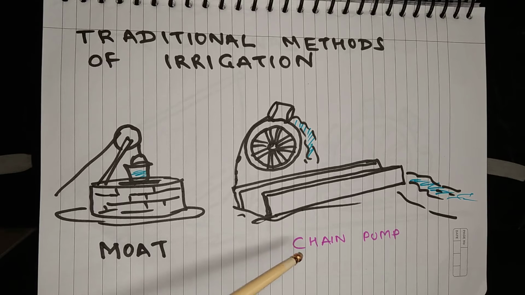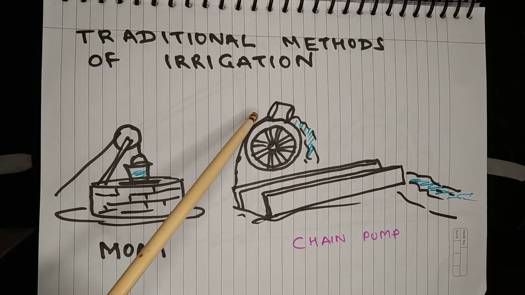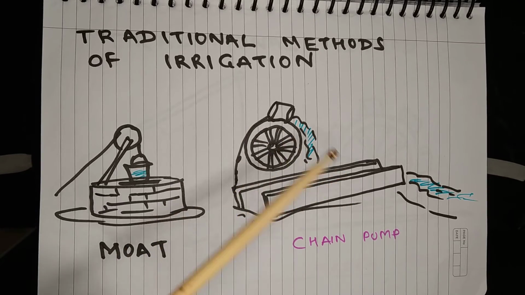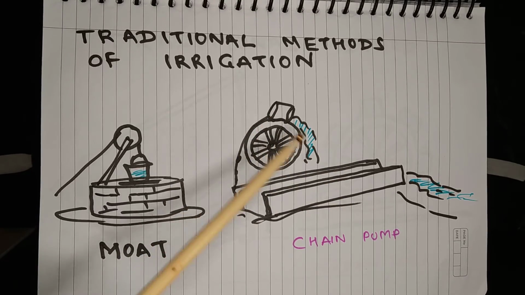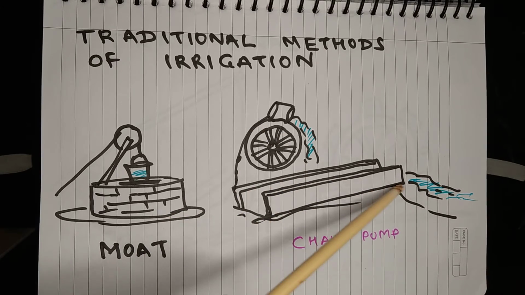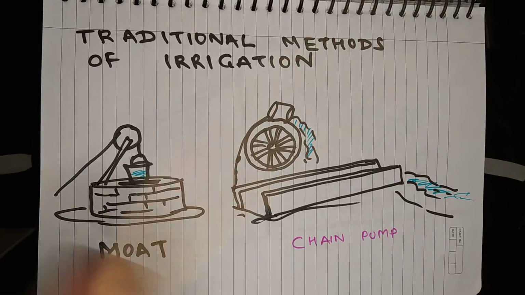Then another method is chain pump. It is composed of a small wheel to which a bucket is attached at the rim, and this wheel is operated with the help of a system of chain. So once the wheel turns, the bucket gets filled with water, and this water is emptied into a channel which goes to the farm to irrigate the crops.